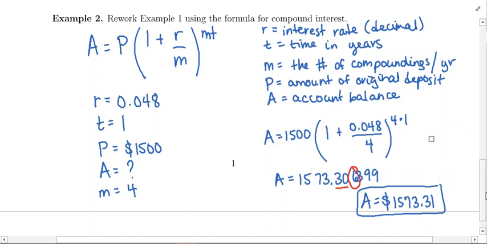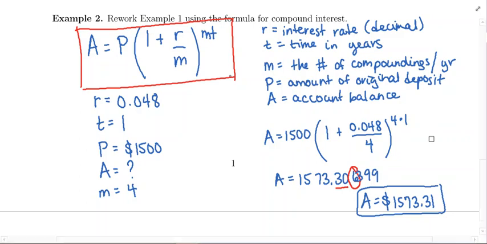Again, you're going to use this particular formula for compound interest if you are saving money. It's a one-time deposit. You don't take any money out, you don't put anything else in, just a one-time deposit. You come back after so much time and you see how much money you have in the account. A is your account balance, P is the original deposit, R is the interest rate as a decimal, T is the time in years, M is the number of times per year the interest is added to the account.